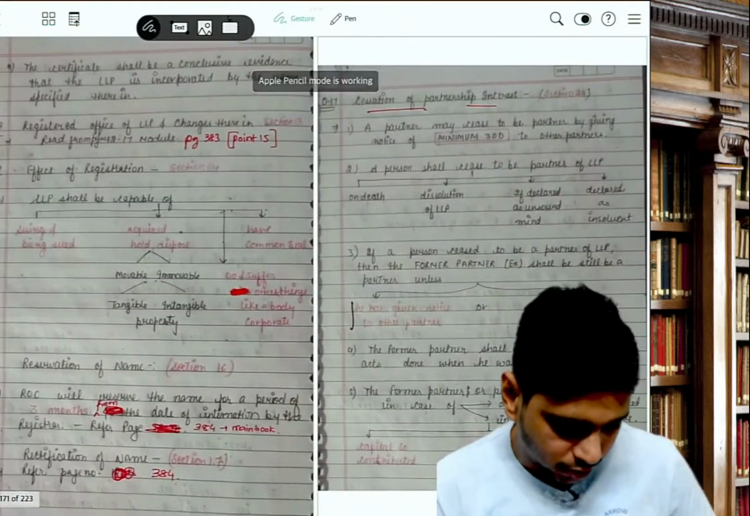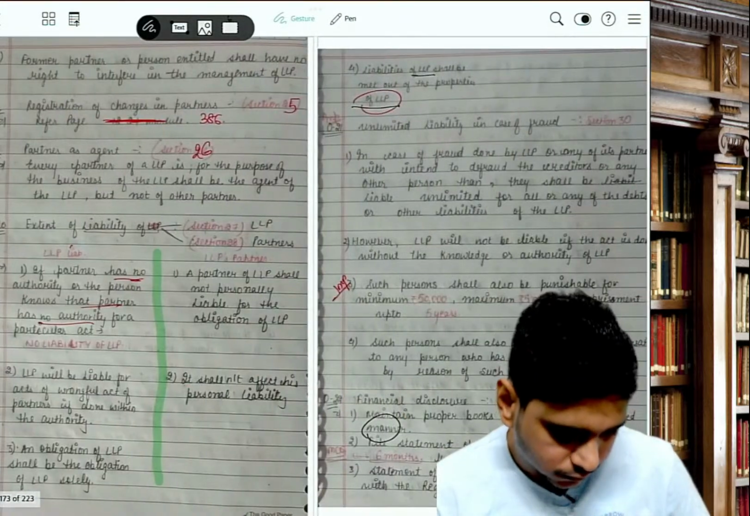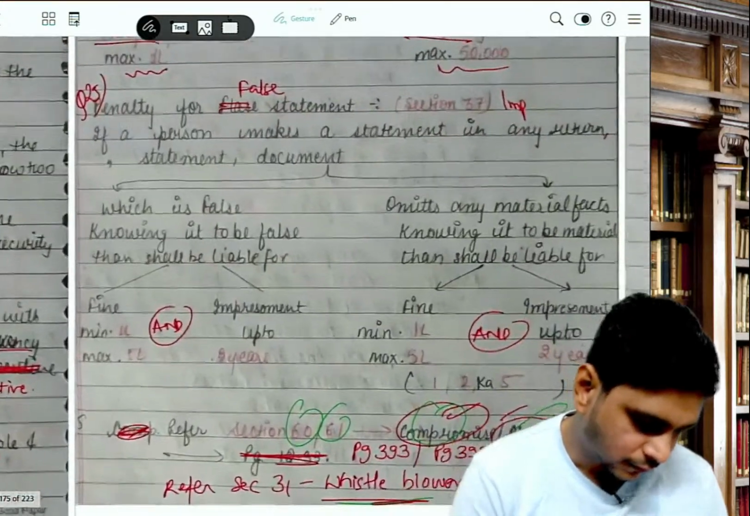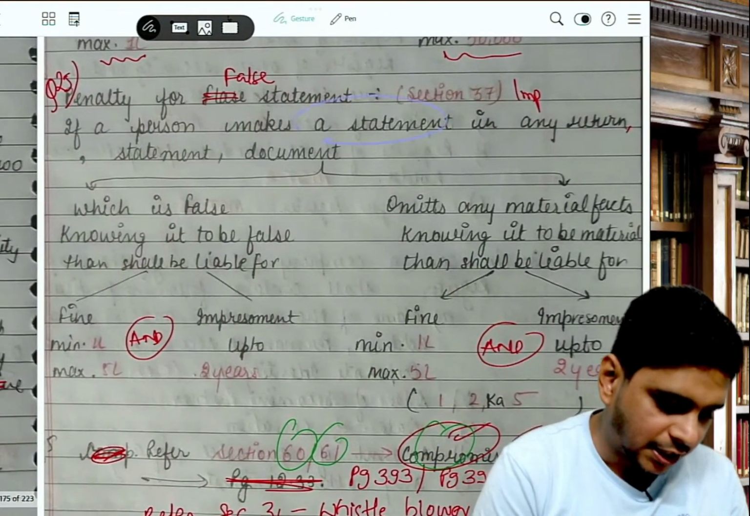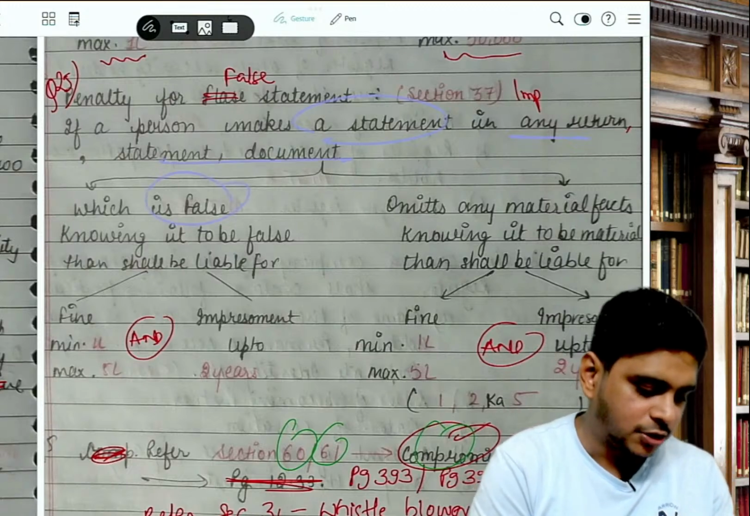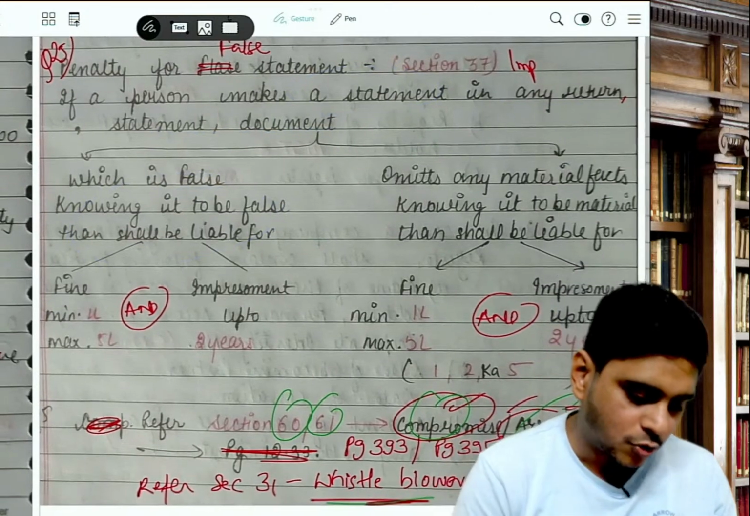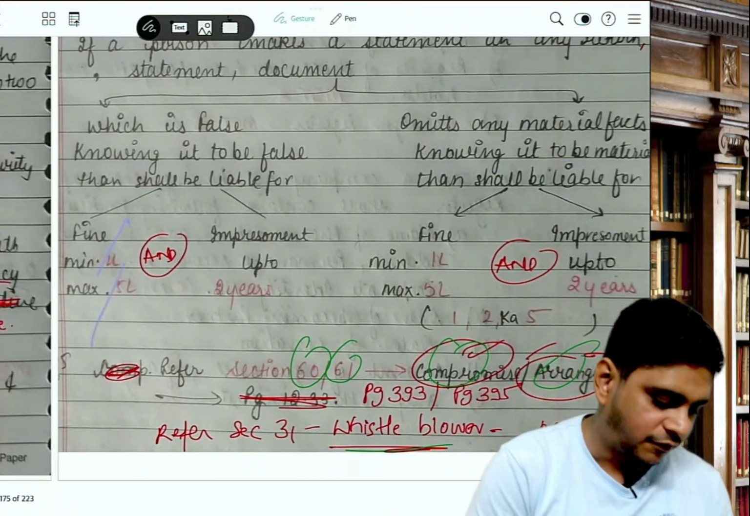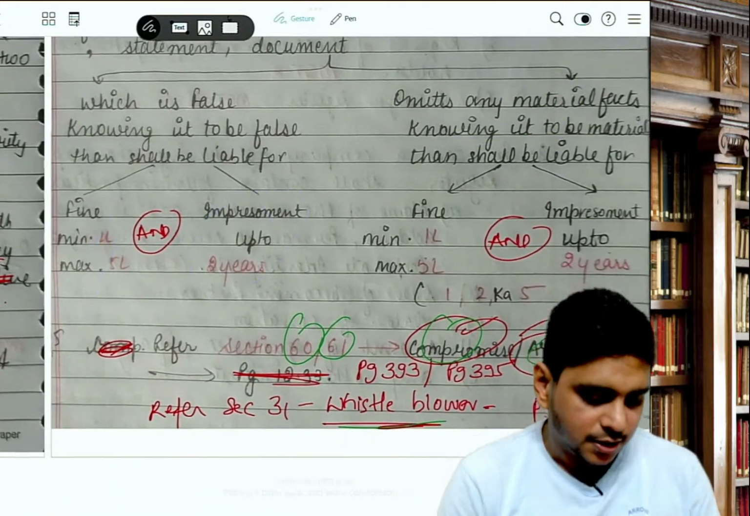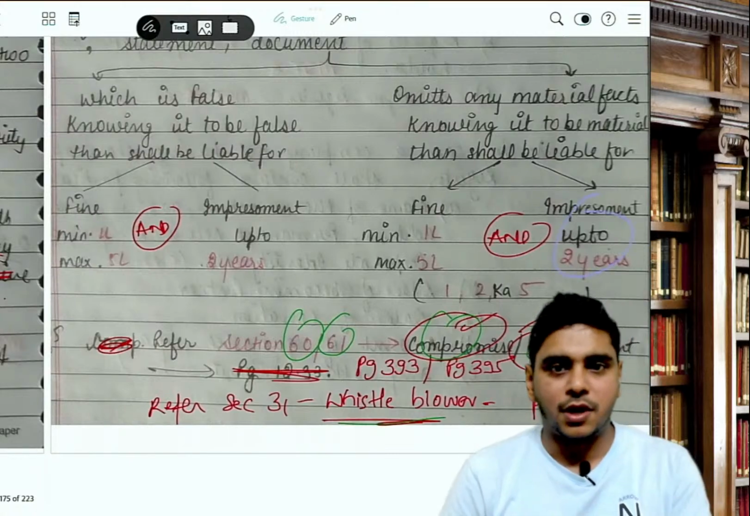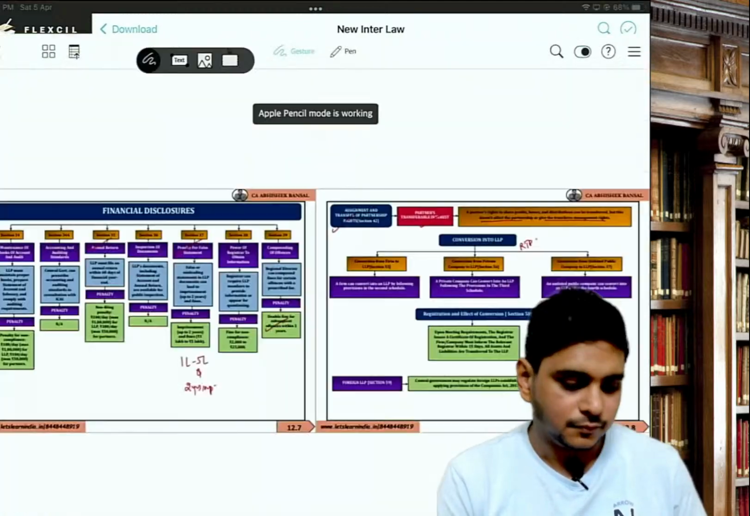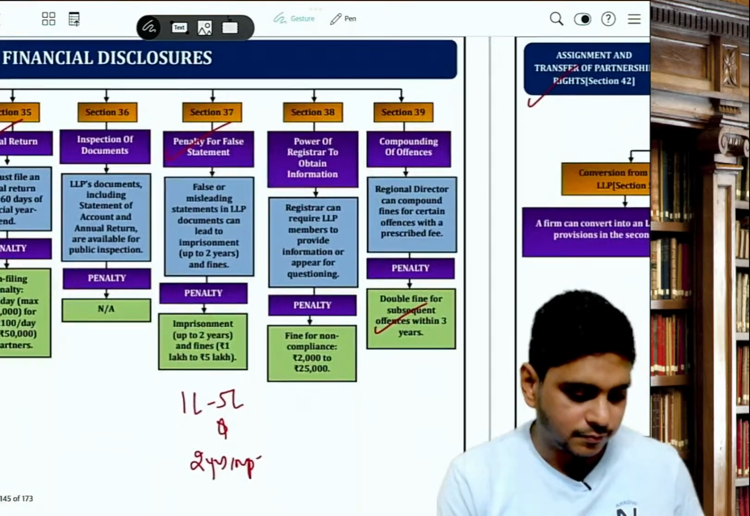Sir, if a person makes a statement in any return, statement or document which is false, knowing it to be false, or omits any material facts knowing it to be material, then he shall be liable to the same penalty: 1 lakh to 5 lakh and up to 2 years. 1, 2 ka 5. This also came in the exam.